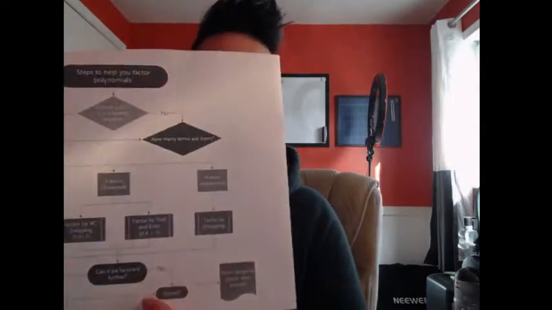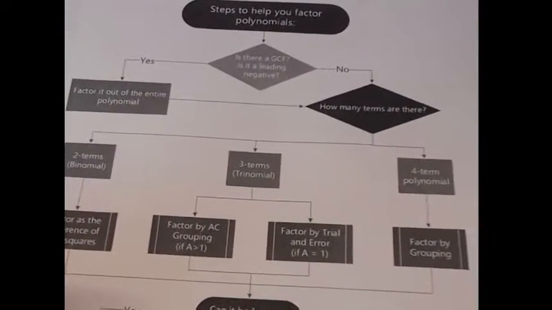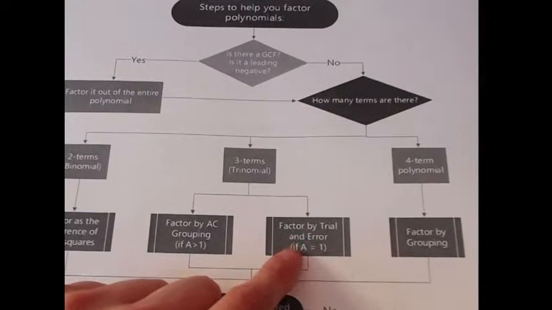So that essentially takes care of factoring trinomials whose leading coefficient is greater than 1. If you go back to your flow chart, you'll notice that there were two branches for trinomials, and I'm actually going to show you over here. There were two branches for trinomials, where one was that your leading coefficient was greater than 1, so you used AC grouping. The other is where your leading coefficient is equal to 1, so then you factor by trial and error. So this is what we're actually going to work on.